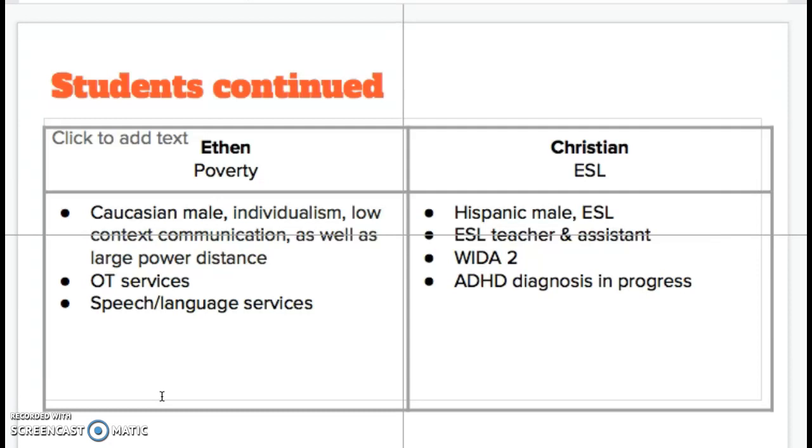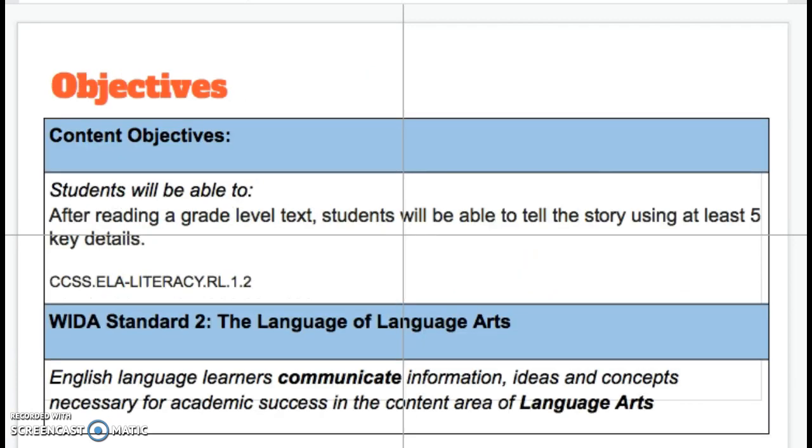Christian is an English language learner. He is a new student to the classroom. He identifies as being Hispanic. He receives daily support from his ESL teacher. I'm sorry, he meets with the ESL teacher during writing and phonics time, and he has an assistant during math and science times. He's considered a WIDA level 2 in reading, writing, speaking, and listening. And Christian is another student in the classroom who has an ADHD diagnosis in progress.